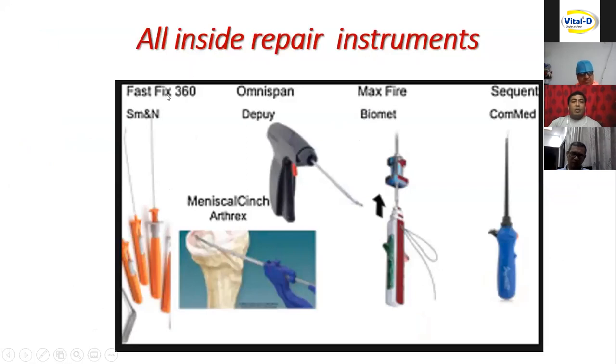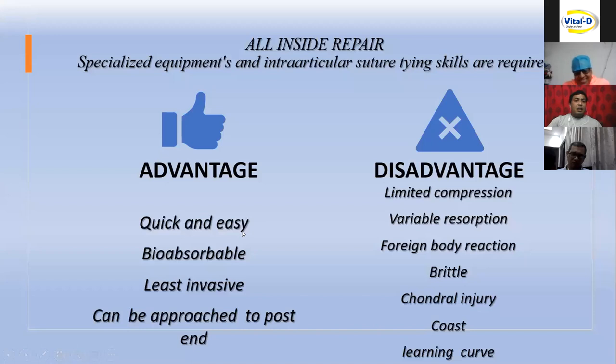All-inside repair: these are different all-inside repair instruments from different companies. FasT-Fix 360 from Smith & Nephew, Omnispan from DePuy, Meniscal Cinch from Arthrex, MaxFire by Conmed. The advantages of all-inside: a quick and easy procedure, bioabsorbable, least invasive, and can reach the posterior end without hampering any structures. Disadvantages: limited compression, variable response, and foreign body reaction. These implants are brittle, with a chance of chondral injury. Instruments have a great issue of cost and a learning curve. We have to learn by taking time to use the all-inside repairs.